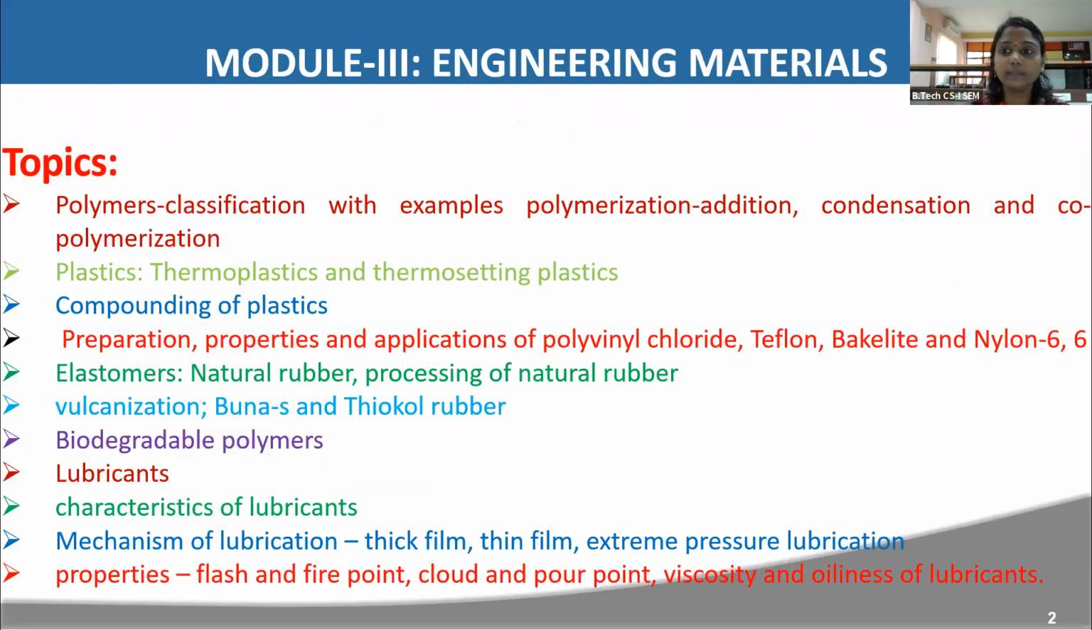Polymer means poly, many, and mer, units. A group of small units combine to form a large molecule. That is called a polymer: many units. Poly means many, mer means units.